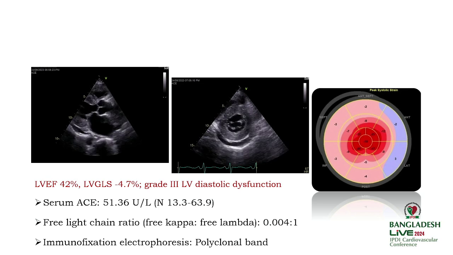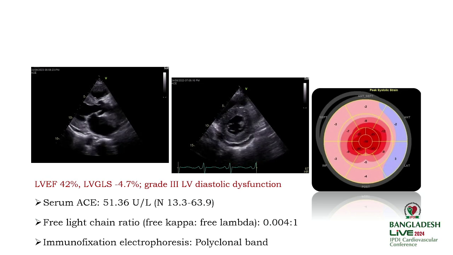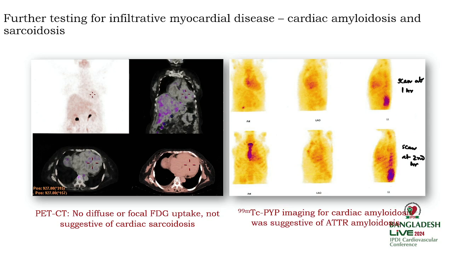We searched for the free light chain ratio and the immunofixation electrophoresis of serum, and they came back not suggestive of cardiac amyloidosis. Then accordingly, we took the help of INMAS Dhaka Medical College, and the patient underwent PET scan, which did not suggest cardiac sarcoidosis, but when the PYP imaging was done, this was suggestive of ATTR cardiac amyloidosis. So this was probably the first reported case of ATTR cardiac amyloidosis in Bangladesh.